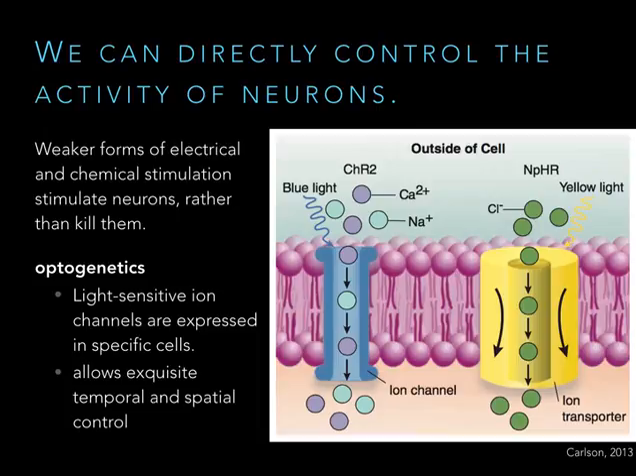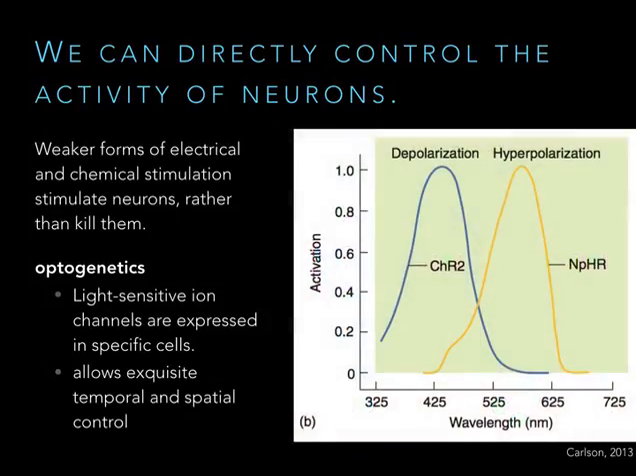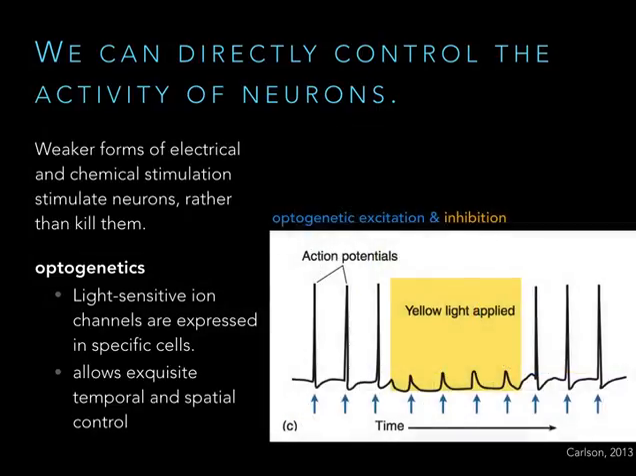Channelrhodopsin there is activated by blue light, and that's going to be a cation channel that causes depolarization. NpHR, which is activated by yellow light, will cause hyperpolarization. Okay, so blue excites, yellow inhibits. And you can express both of these channels in the same neuron, allowing you to turn it on or off whenever you please. So what we're looking at here, those little blue arrows are showing you when they flashed the blue light. And it really does work like this. It's very, very simple to do. You just need a couple of milliseconds of blue light and you'll stimulate your neuron to fire an action potential.